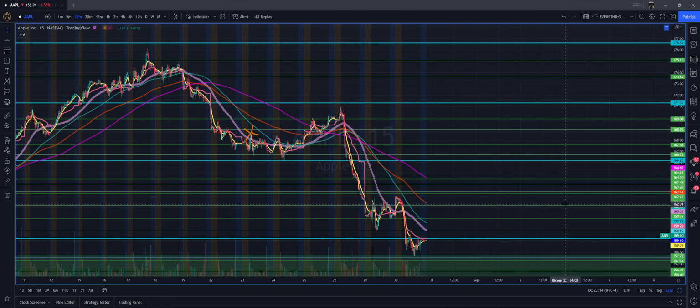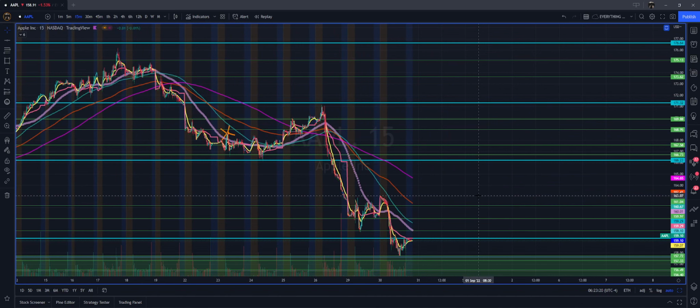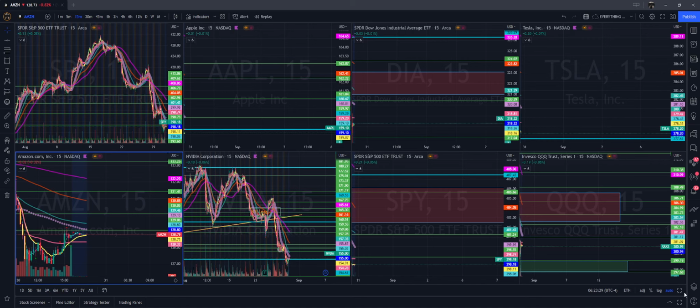I'm gonna delete some of it because there's a lot of lines. Alright. So I'm gonna focus just right on this area right here. This whole area. Then Amazon.